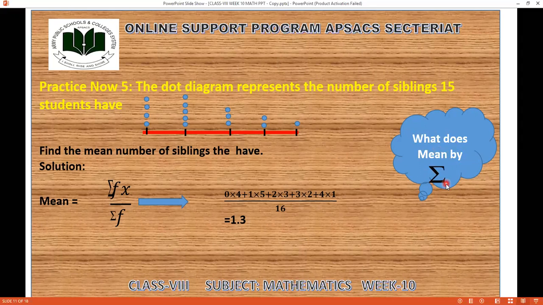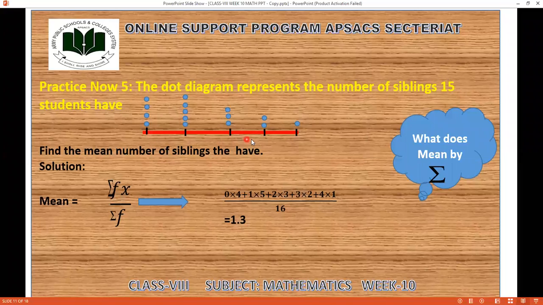We can say that this is summation and this is sigma. It is used for the sum of the values. When you add all these values, this sign is used for the sum. So summation fx over summation f. Now what is f and what is x?